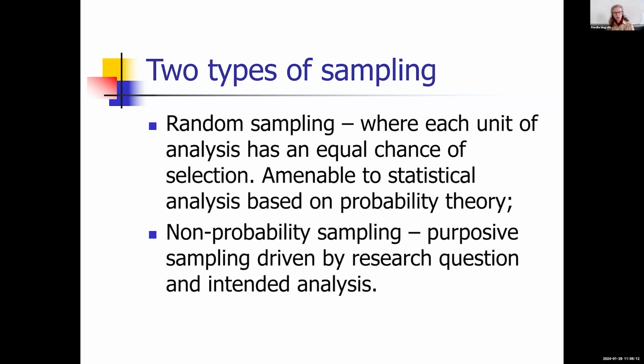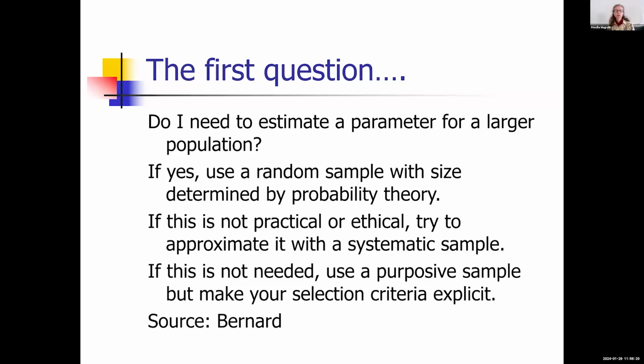So it's the non-probability sampling where we need to justify our approach and choose the right approach. So the first question is, do I need to estimate a parameter for a larger population, the incidence of a disease, for example? If the answer is yes, then I do need to use a random sample with the size determined by probability theory. But if this is not practical or ethical, then I try to approximate it. But there, the random sample is going to be the gold standard.